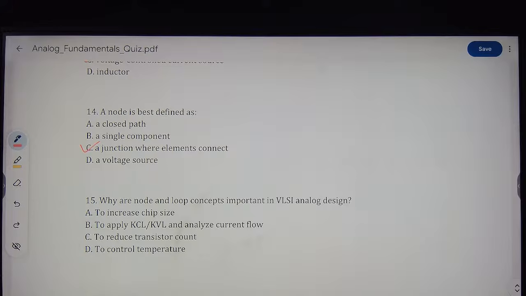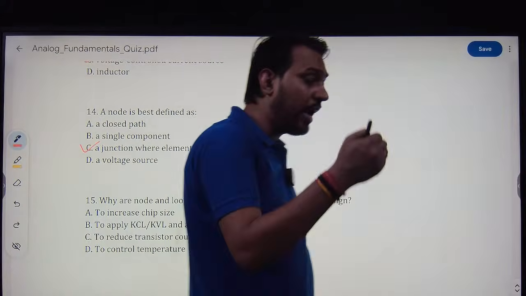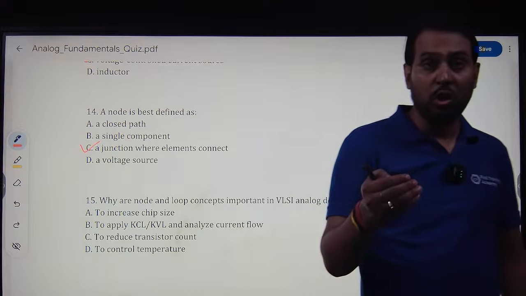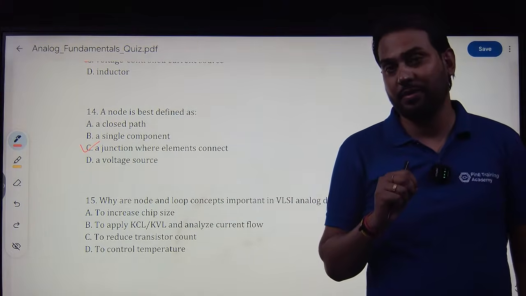15th, why are node and loop concepts important in VLSI? Because once you have studied node, loop and branch, you can analyze KCL and KVL.